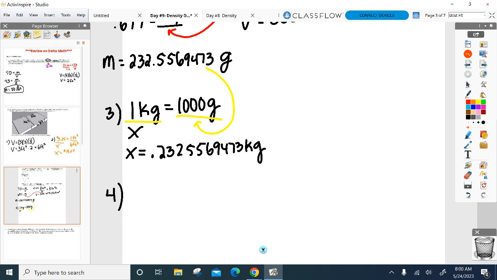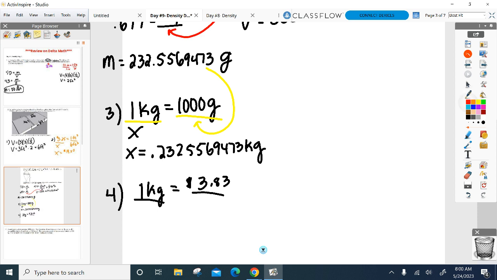If you don't know what to do with the 383, remember, it's 1 kilogram equals $3.83. Is it 83? 383. And again, I don't need to see this if you know just to multiply by 383. Just multiply it then. This is if you're on the fence and you don't know what to do with that 383. We keep the kilograms with the kilograms. I'm not too sure what that comes out to be because I did it in a couple different steps.